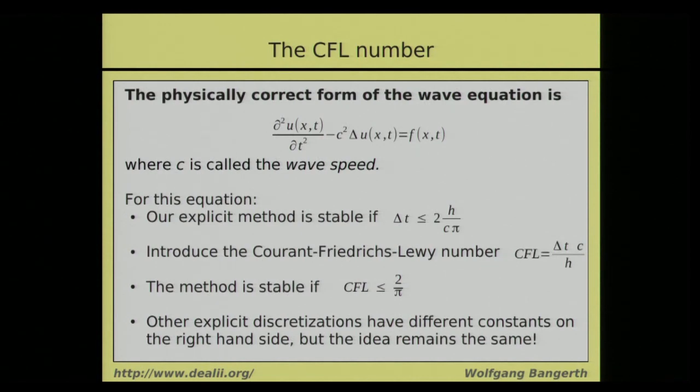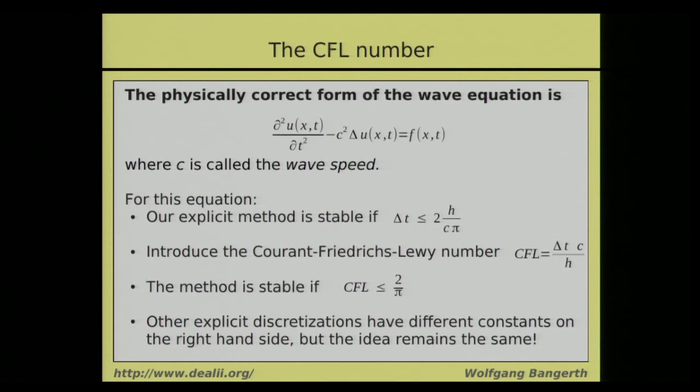If you go through exactly the same kind of analysis, what you find is that this delta t has in fact to be less than or equal not just 2 over pi times h, but 2 over c times pi times h. And this now makes sense from a physical units perspective. Delta t has units seconds, h has units meters, c has units meter over seconds, so both sides have units seconds now.